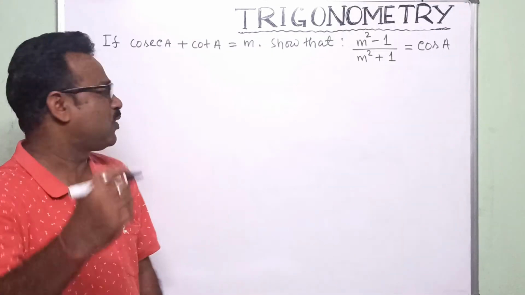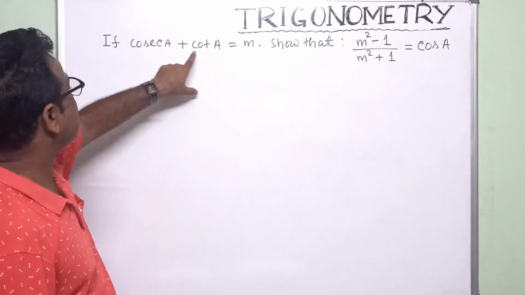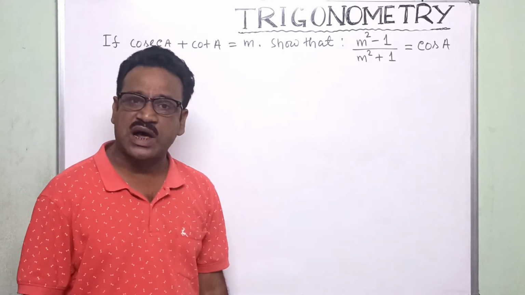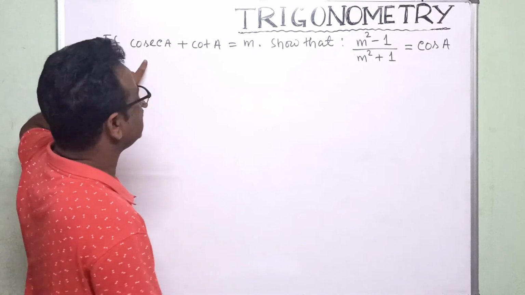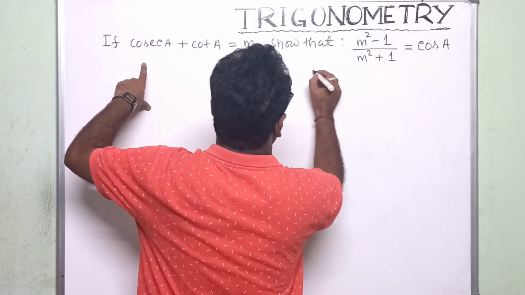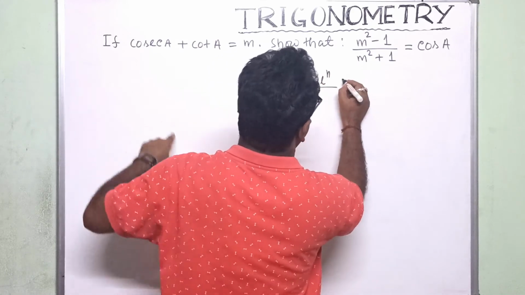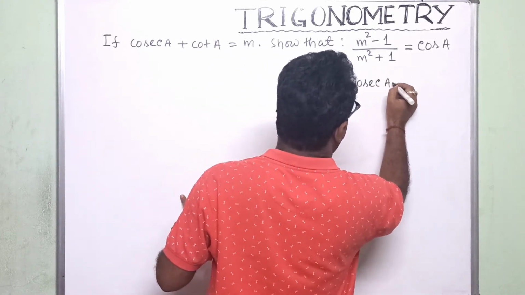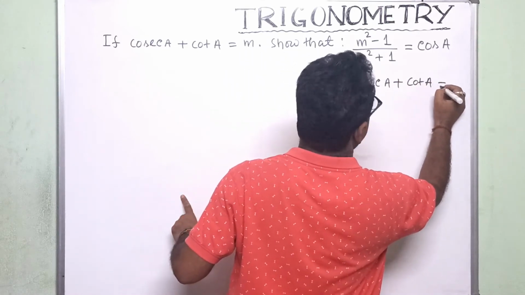Okay. So now move on to the next question. What is given? If cosec a plus cot a is equal to m, then prove that m square minus 1 by m square plus 1 is equal to cos a. So given, what is given? Solution. So what is given? Let's see. Cosec a plus cot a is equal to m.